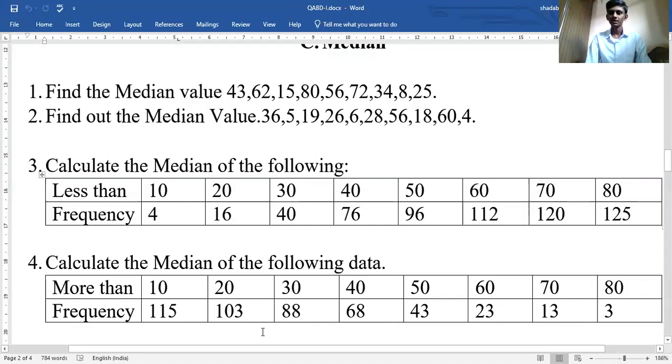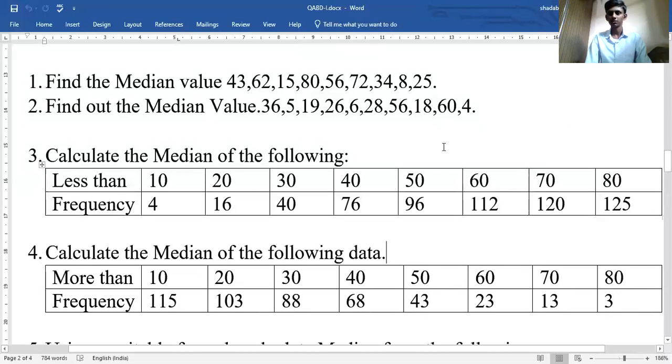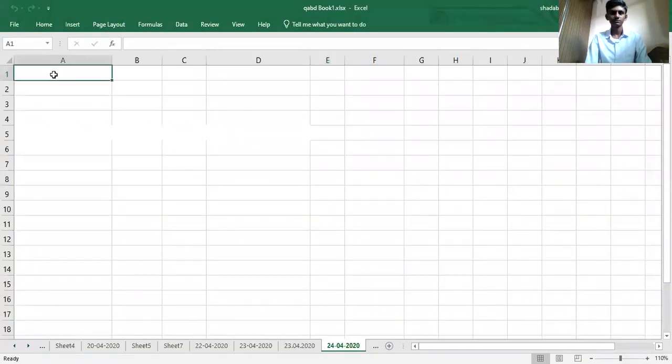If you observe, you will see the frequency is decreasing, it is in descending order. Now we will move forward and solve this question. First thing we have to do is find the class interval.